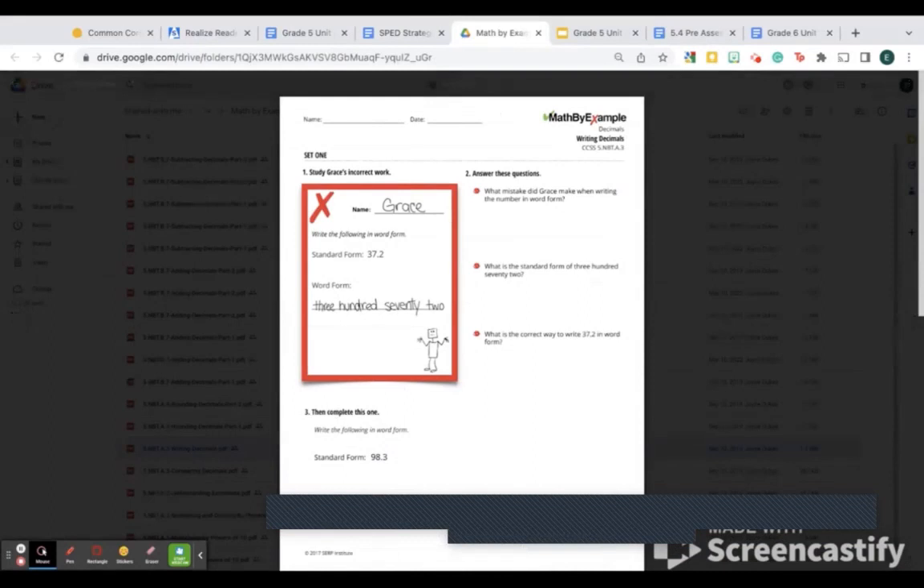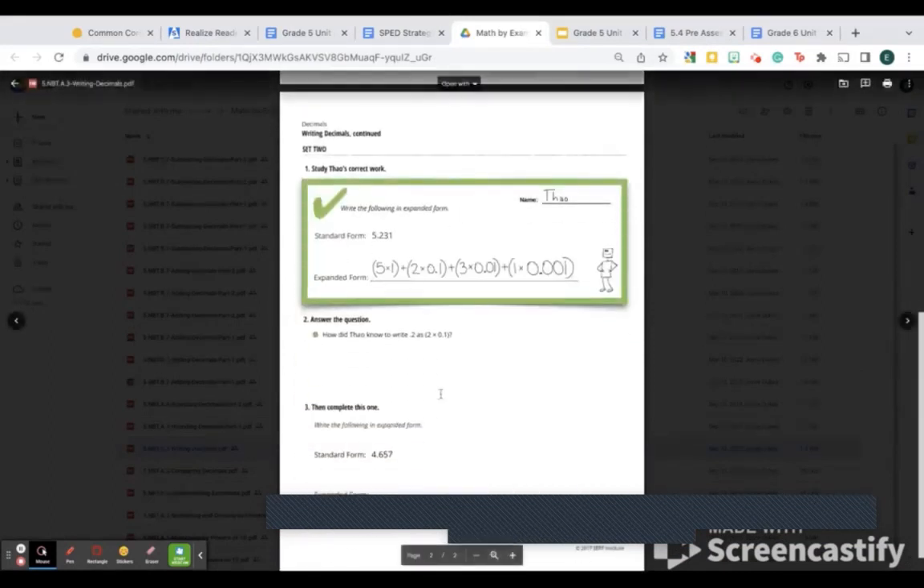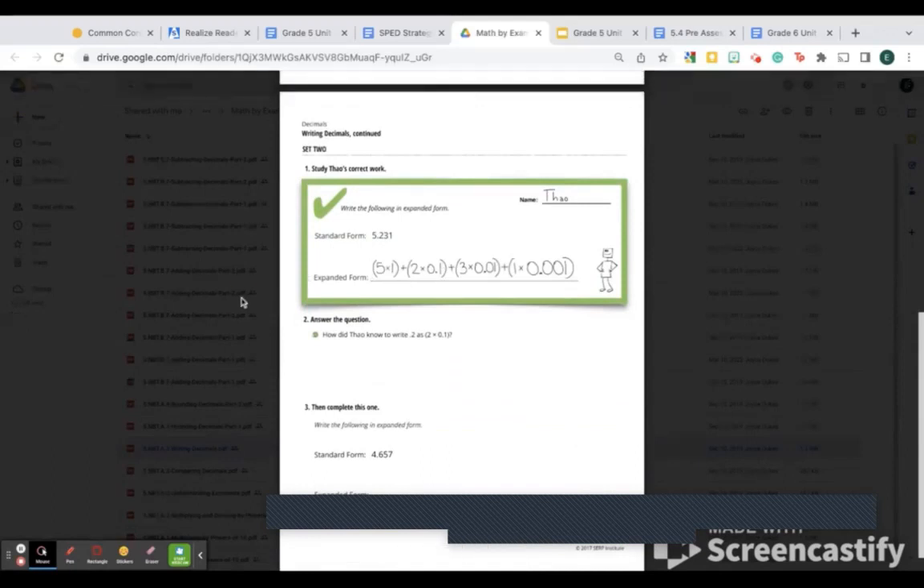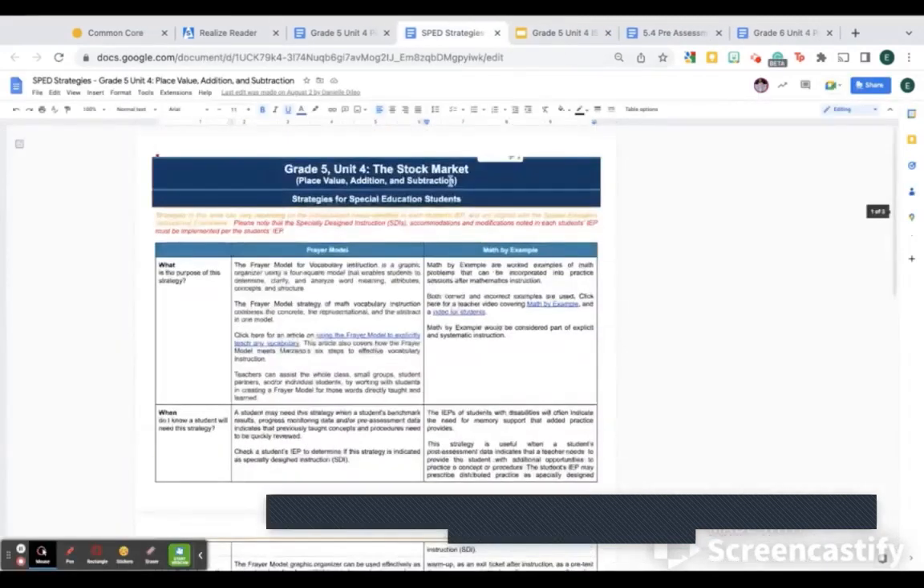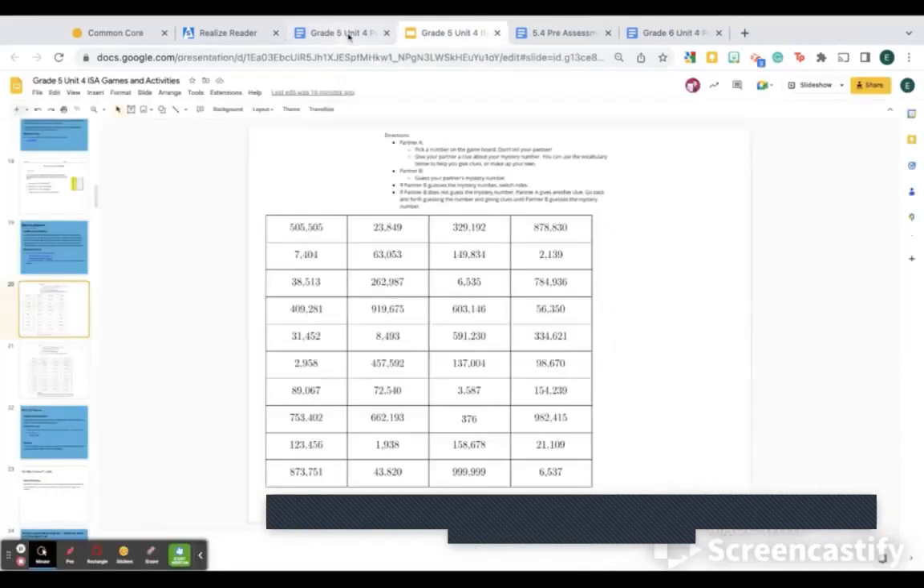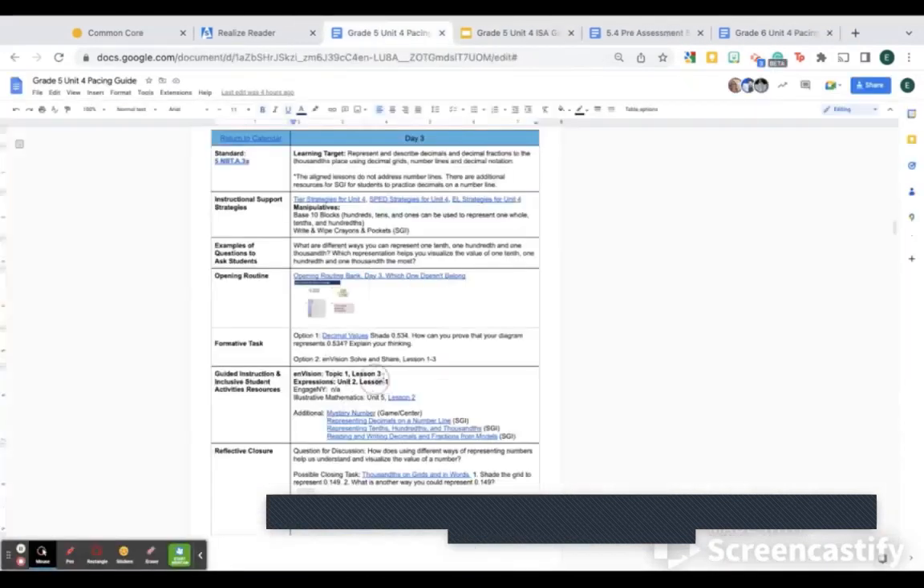But Math by Example is cool because it has kids analyze incorrect work and correct work. And they have those examples for all the different learning targets and standards. So although that is specifically in the special education document, it could be great for all kids during ISA. So I picked my problems from my textbook. I have my small group ready with the worksheet from IM. I'm going to have a center for Mystery Number, and maybe I'll have another center for Math by Example. That is more than enough for ISA for today.